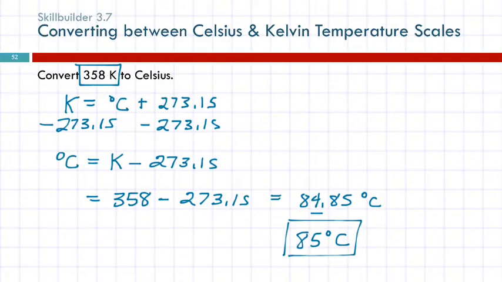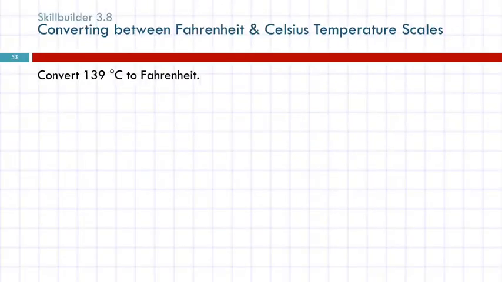The reason that works is that a Kelvin and a degree Celsius are exactly the same size, and a degree Fahrenheit is less than twice smaller than those, and so it doesn't really matter. We're just moving the 0 around, basically. Let's do another one. Convert 139 degrees Celsius to Fahrenheit.